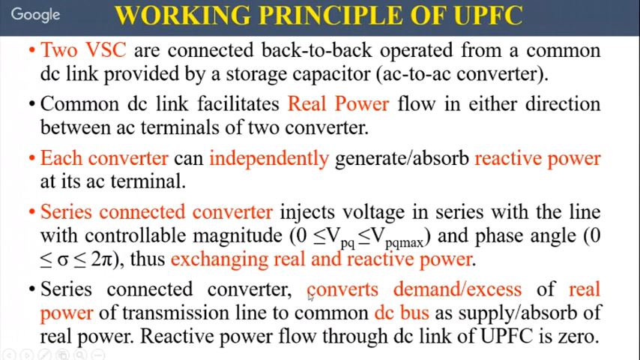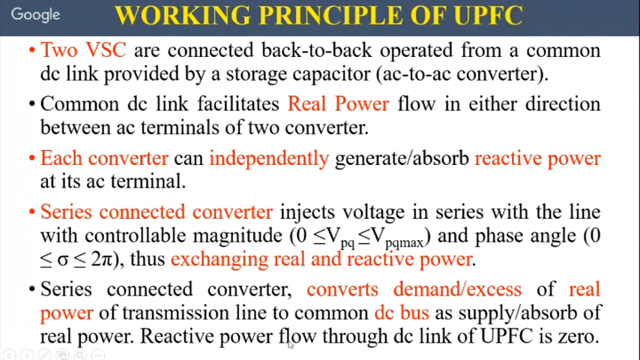So the series connected converter converts the demand or excess of real power of the transmission line to the DC bus. If there is demand, there will be less charging of the capacitor. If there is excess of real power in the transmission line, there will be charging of the capacitor. So this DC capacitor, depending on its demand or excess, whatever is the requirement of real power of the transmission line, will be getting charged or discharged.